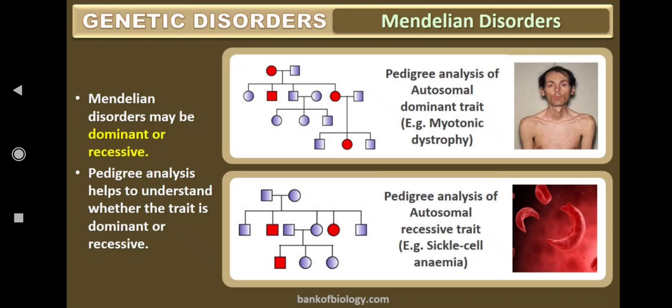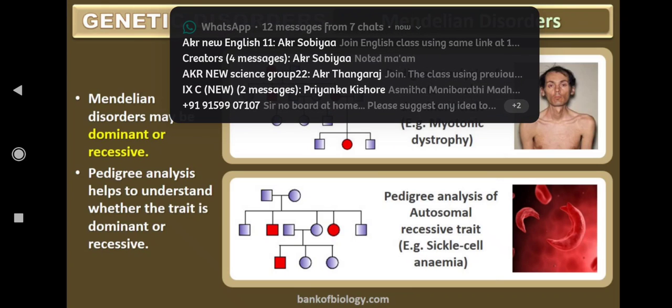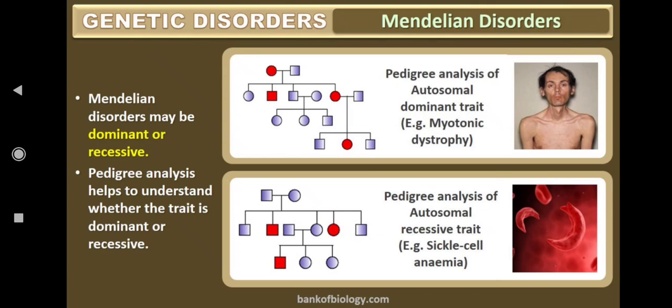Look at this. See here, look at this. Mendelian disorder. Mendelian disorders may be dominant or recessive. The disorder may occur due to dominant or recessive. Look at this.